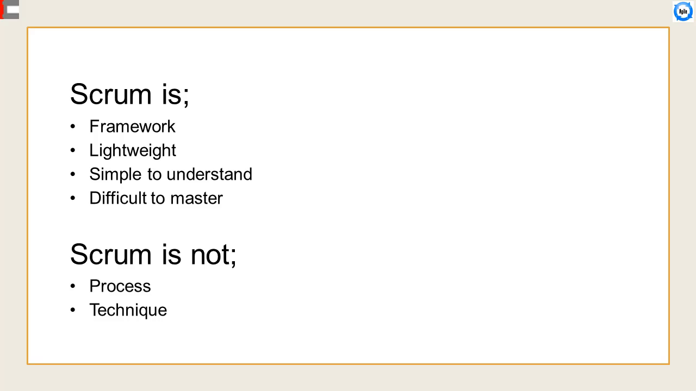Scrum is not a process or a technique for building products. Rather, it is a framework within which you can employ various processes and techniques. Scrum makes clear the relative efficacy of your product management and development practices so that you can improve.